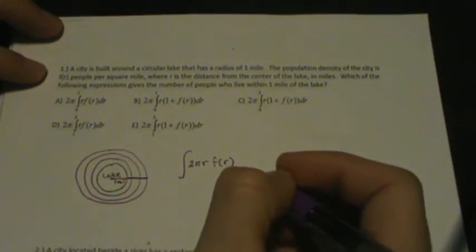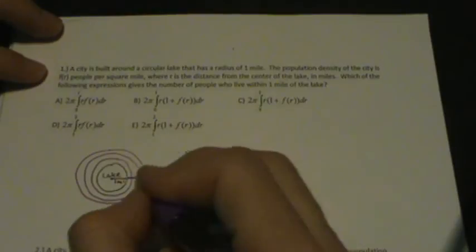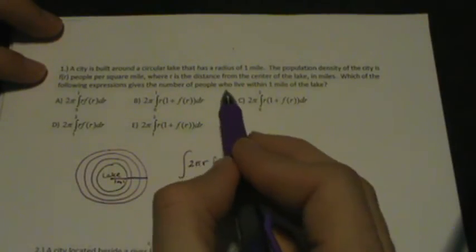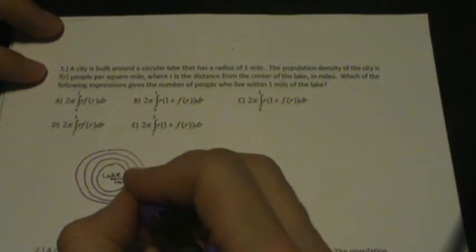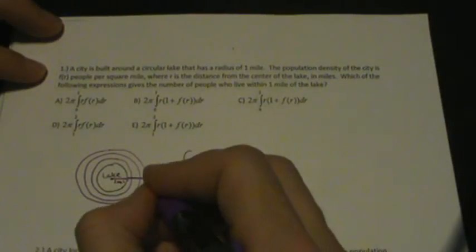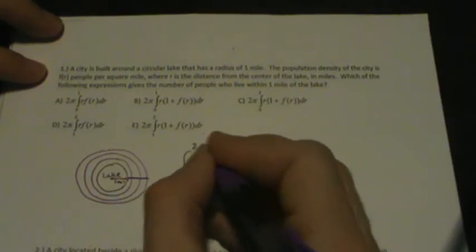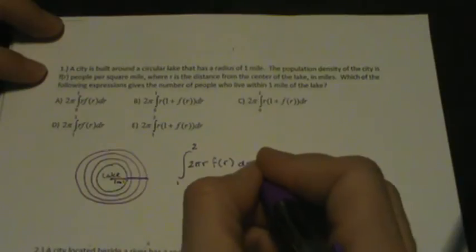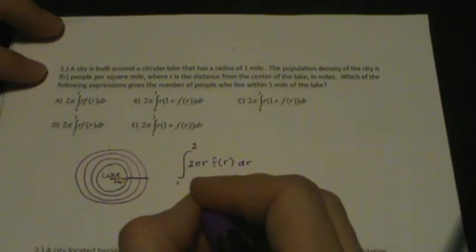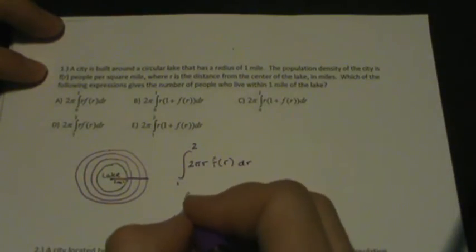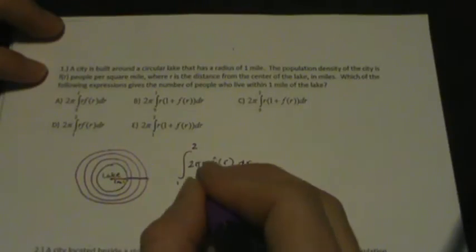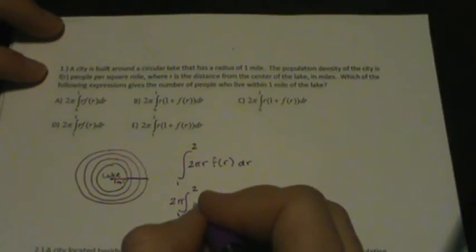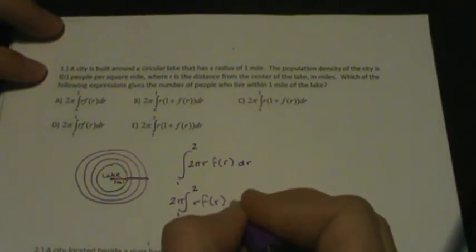We've got to figure out where the integral is going from. The lake is from 0 to 1, and we're looking for the number of people who live within 1 mile of the lake. So we're actually looking from 1 to 1 plus 1, which is 2. And we are going to integrate in terms of r. And so what we get here is the integral from 1 to 2. We can take out 2 pi since that's just a constant. r times f of r dr.